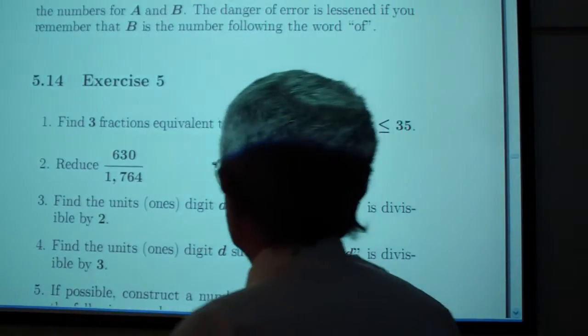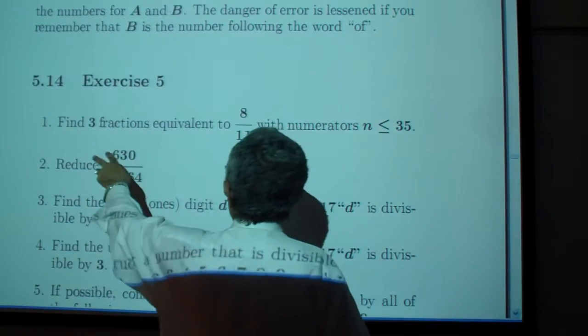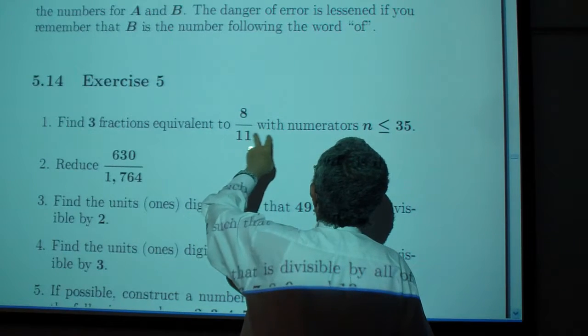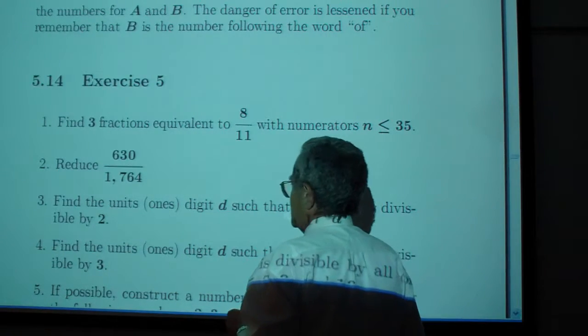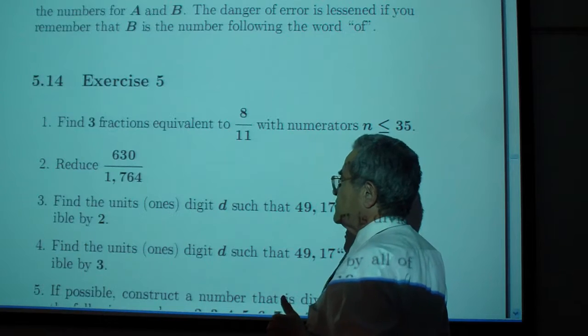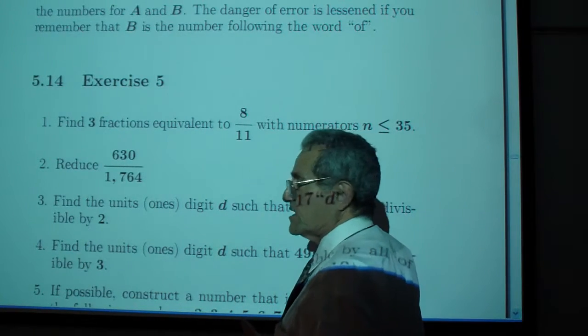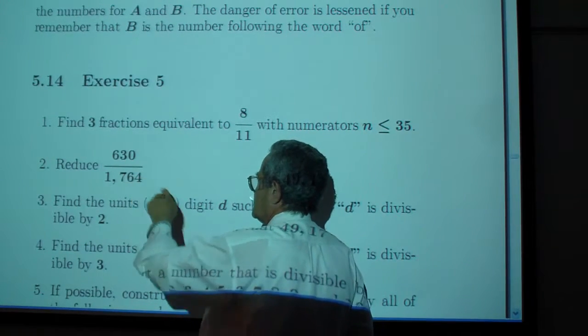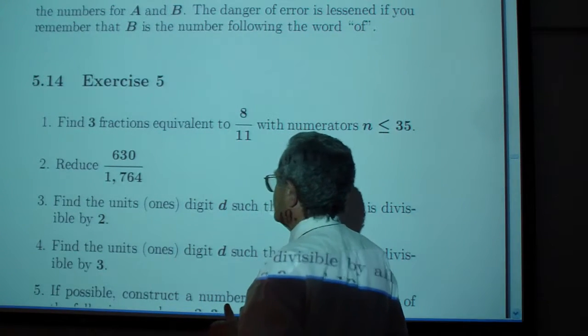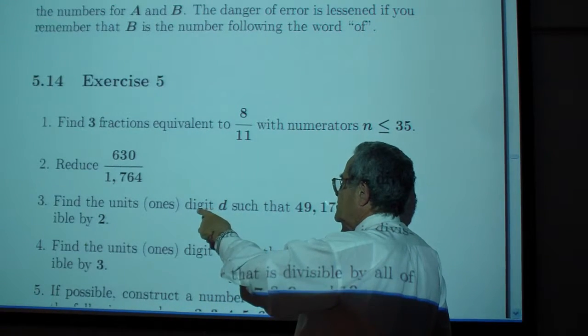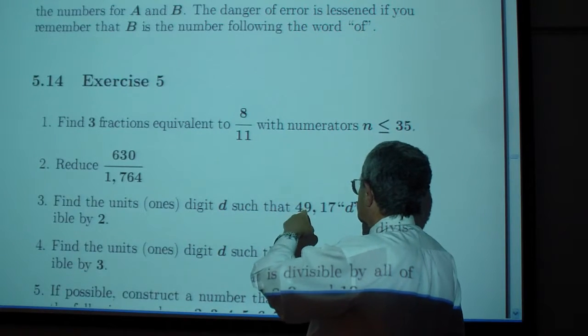Well, let's see what you can do with exercises. Find three fractions equivalent to a over 11 with the numerator n less than or equal to 35. Reduce 630 over 1764.